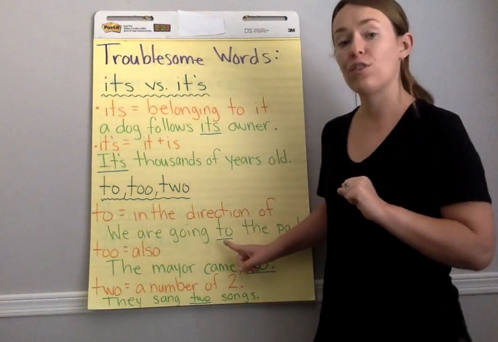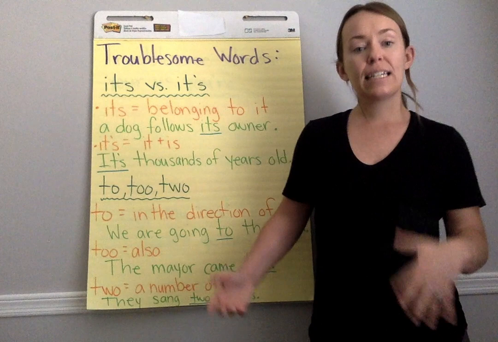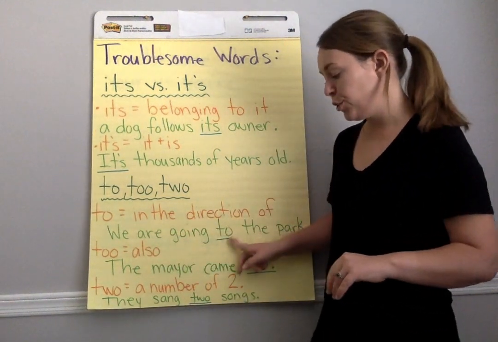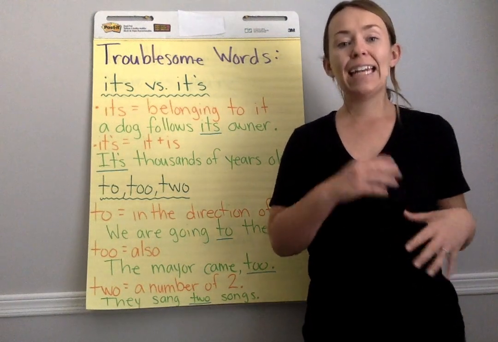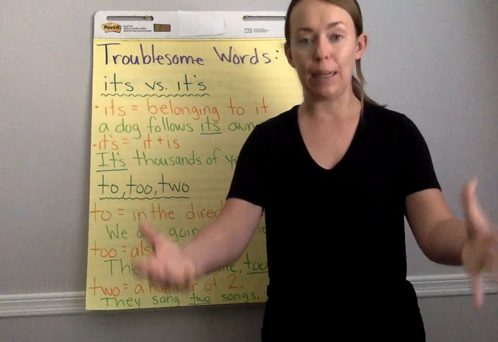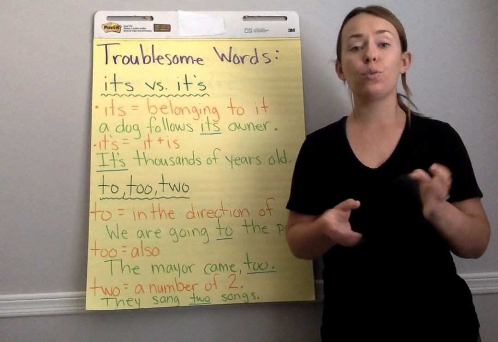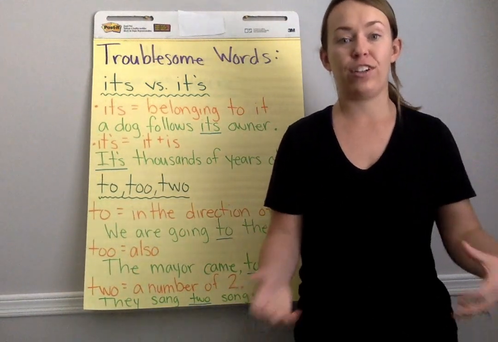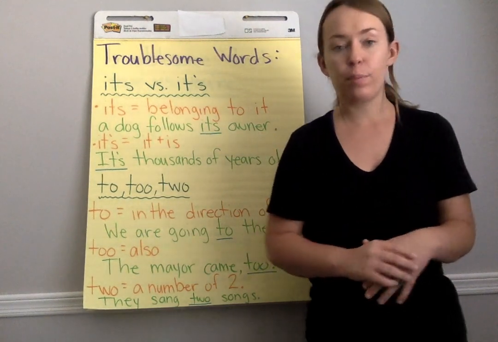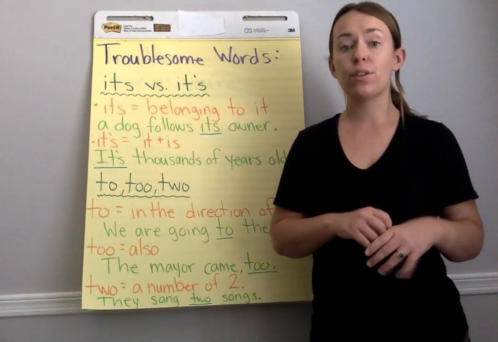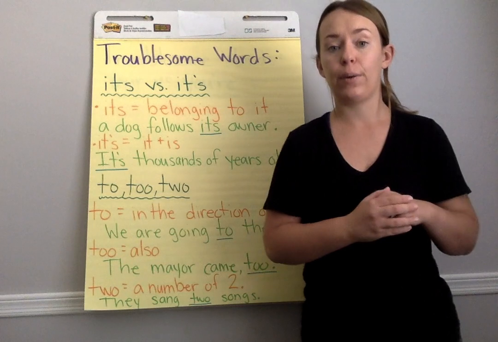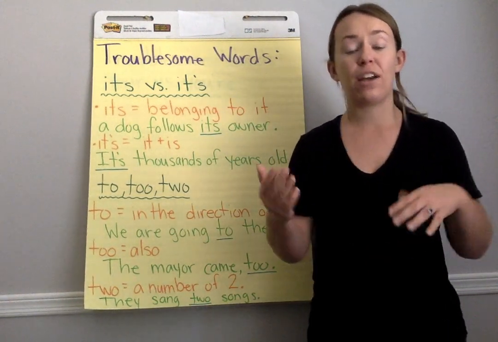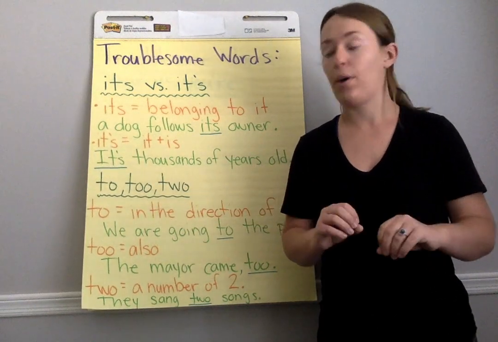This is in the direction of. So the example we have for this one is we are going to the park. Anytime you're saying you're going to a place, you're going to use the to with one O, okay? It's talking about direction. So you don't ever want to put the one with two O's when you're going somewhere, okay? Or you're giving it to somebody, okay? If it's ever talking about a direction, you want the one with one O.